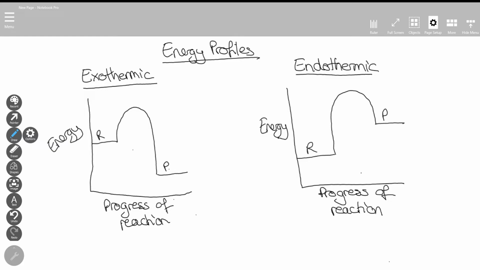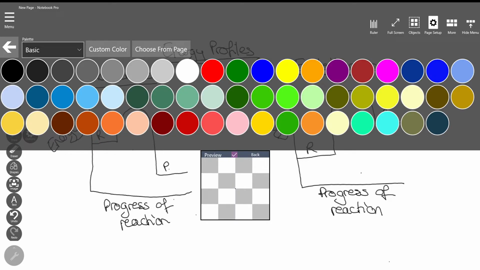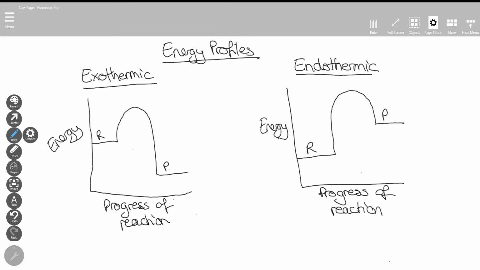Okay, today we're going to have a look at energy profile reactions, and we are going to look at the difference between exothermic and endothermic reactions. So the first thing that we need to understand when looking at these is what these energy profiles are actually telling us, and you need to be able to remember them, you need to be able to draw them, and you need to be able to refer to them in the exam. So we'll start off by looking at the exothermic reactions first of all.